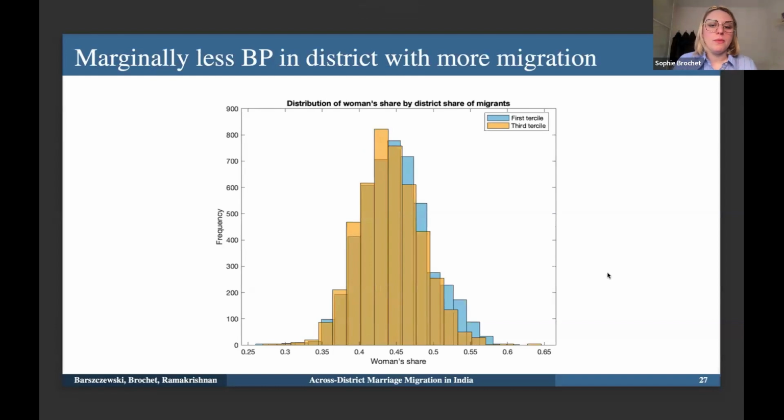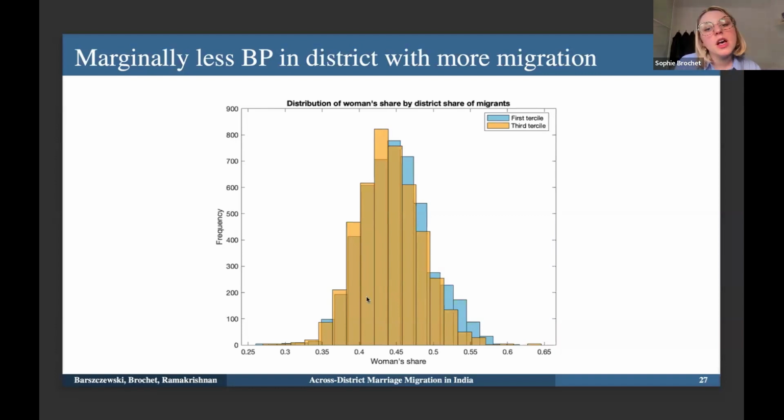And then let's look at migration. So you might have noticed that in the model, we did not so far explicitly put migration. The reason is that in the India Human Development Survey, we do not explicitly see if the individual is an across-district marriage migrant. We observe several variables that are indicative of whether the person is a long-distance migrant, but not specifically across-district marriage migration. So one thing we observe is the district they are in. And so we can know if they are in a district that has high or low marriage migration using the data we had before with the National Sample Survey.